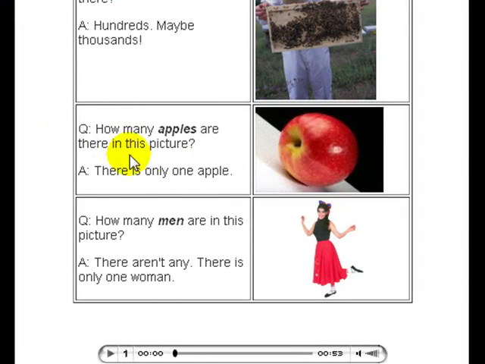How many apples are there in this picture? Well, we can see there's only one. There's only one apple here. So, how many apples are there? There is one apple. Down here we have how many men are in this picture. Are you kidding? We can see that there's a woman there, and there's only one woman, right? Okay.